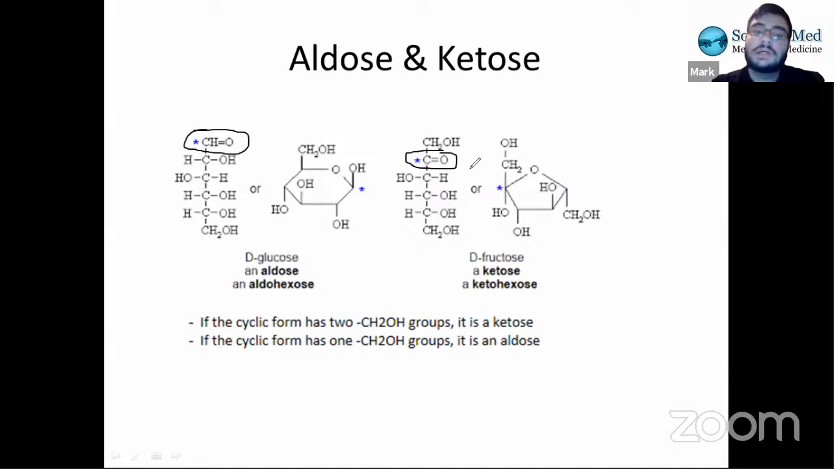But in case they do, if the cyclic form has two CH2OH groups, it's a ketose, right? So you can see here and here, or this whole thing, I should say. It's ketose. If it only has one, it's an aldose, like right here. The one we've been looking at, glucose, is an aldose, so it's easy to see. But yeah, just know the difference, especially in the Fischer projection. But I would also suggest learning it here.